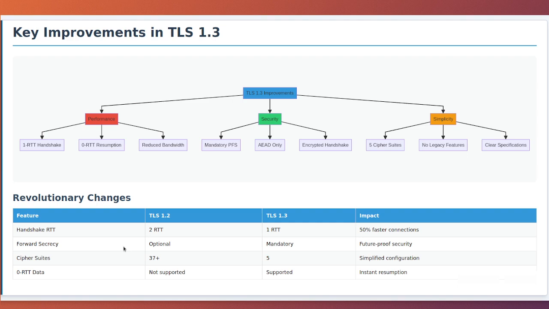Perfect forward secrecy is now mandatory in TLS 1.3. This means that even if an attacker somehow obtains a server's private key in the future, they cannot decrypt past communications. Every session uses ephemeral keys that are discarded after use. This is a crucial improvement for protecting sensitive data over the long term. In previous versions, PFS was optional, and many implementations didn't use it for performance reasons.